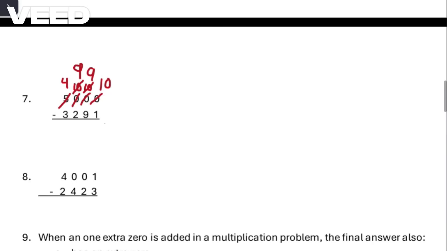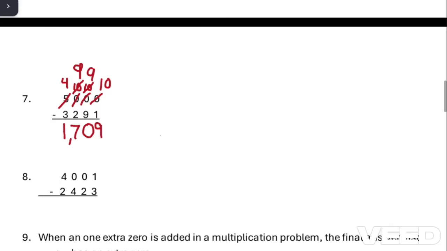10 minus 1 is 9. 9 minus 9 is 0, so we put a 0 there. 9 minus 2 is 7, and 4 minus 3 is 1. That's our answer, 1,709. I hope this is making sense, class. If you have any questions, please raise your hand.